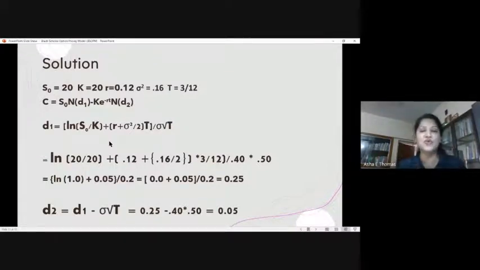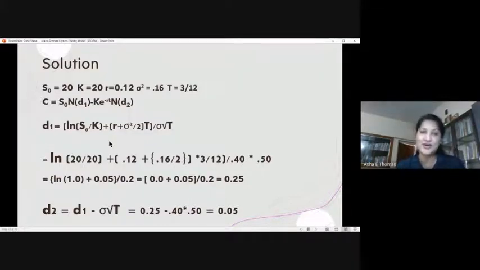So I just took the value from that. So 0.40 into 0.50 is equal to, finally we arrive at the value as 0.05. So now we got the value for D1 and D2. Now we are going with the final substitution of the values in the formula.